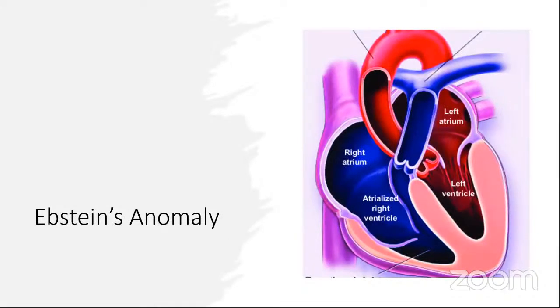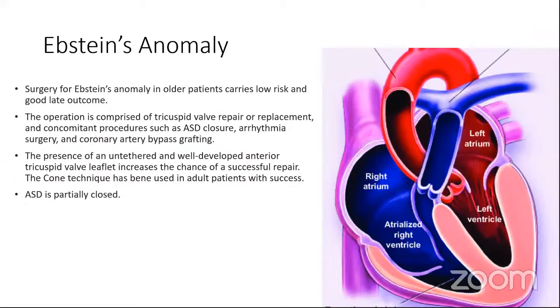To move on to Ebstein's anomaly. Surgery for Ebstein's anomaly in older patients carries low risk and good late outcome. The operation comprises tricuspid valve repair or replacement and concomitant procedures such as ASD closure, arrhythmia surgery, and CABG.